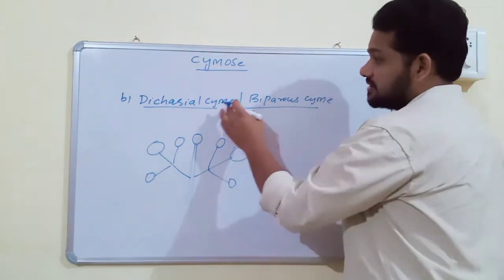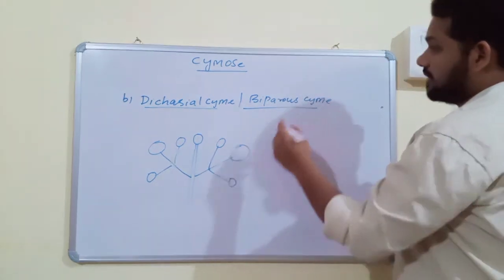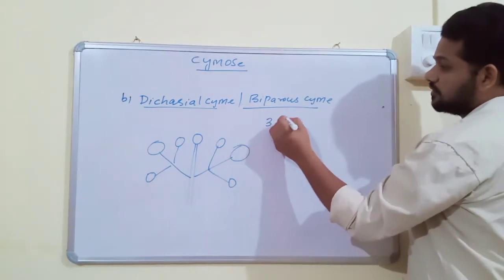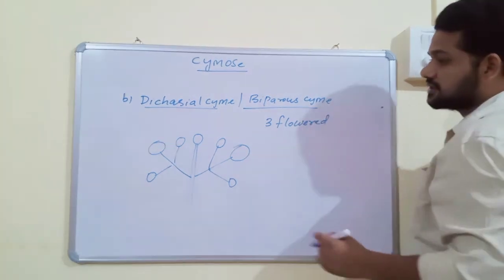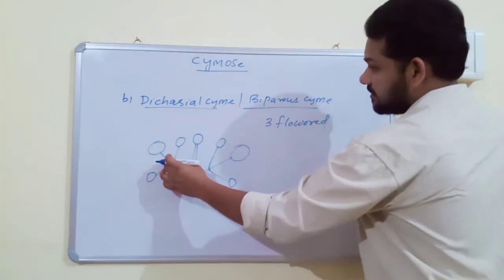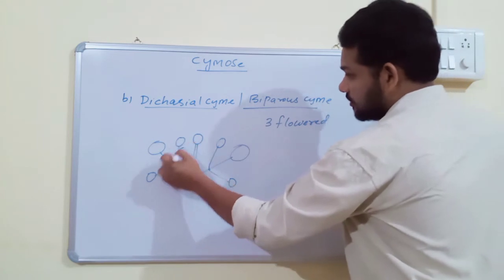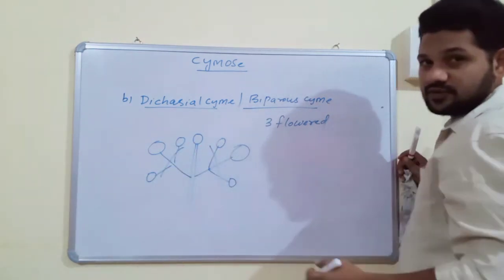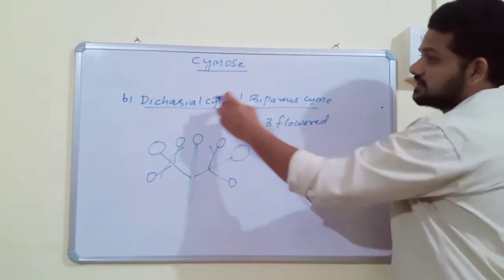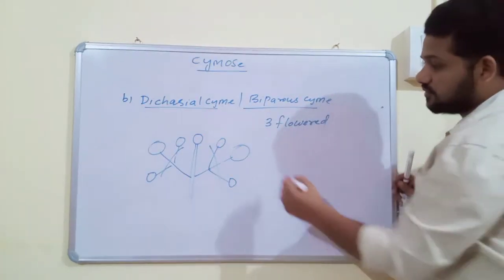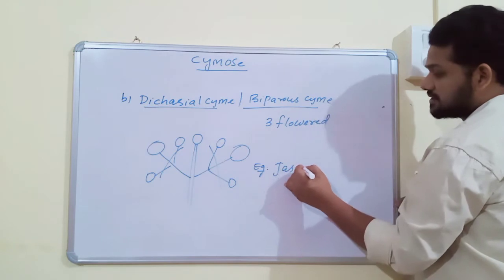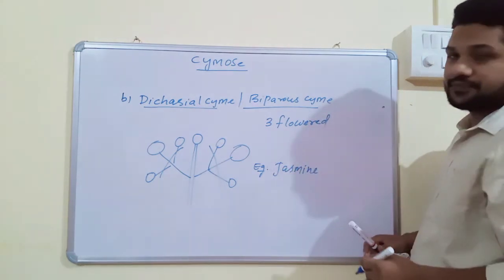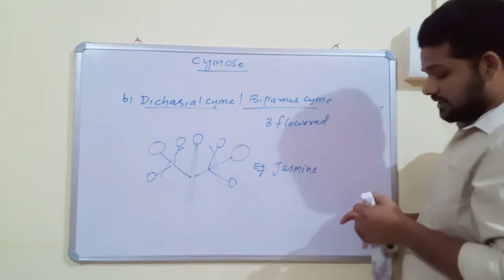So the dichasial or biparous cyme is also called three-flowered inflorescence, because the whole inflorescence has only three flowers, the main axis and the lateral branches each bearing one. The best example is jasmine. So this is the dichasial cyme.